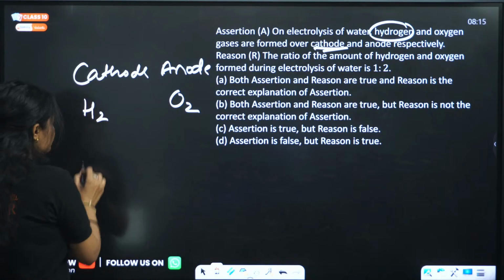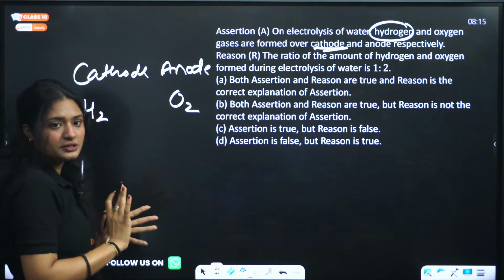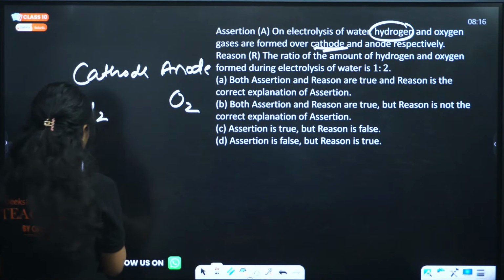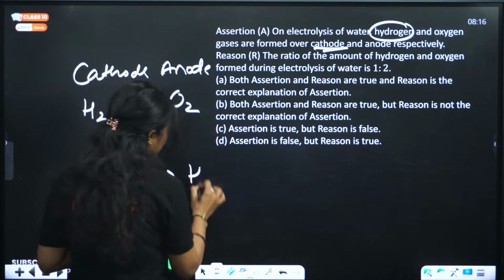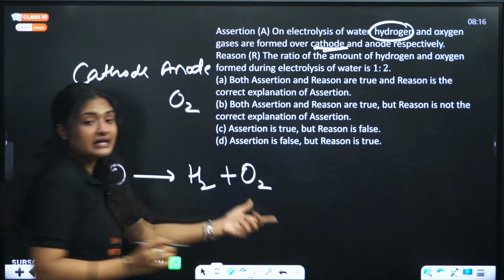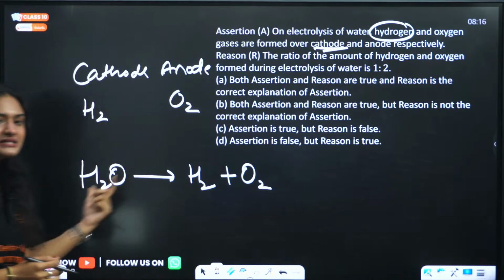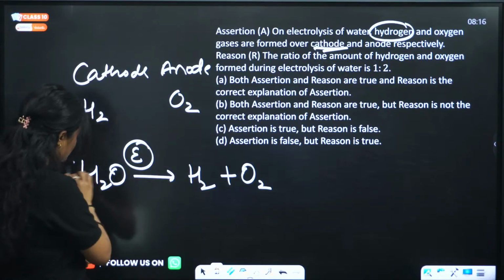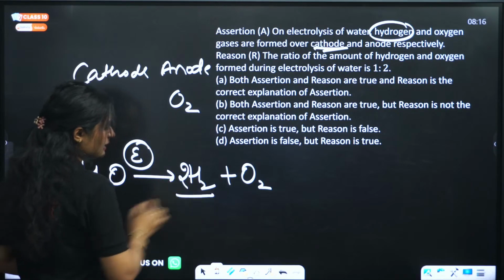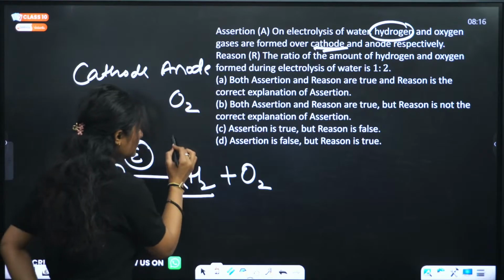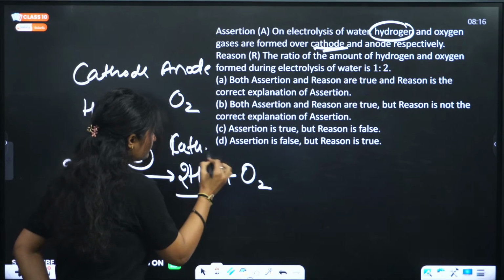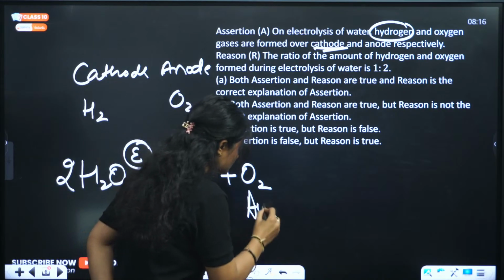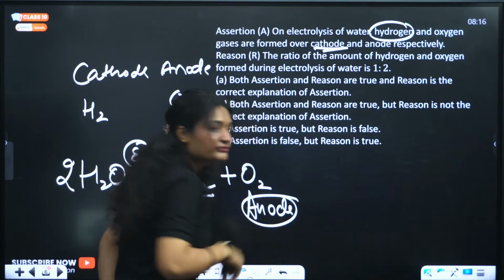Whenever electrolysis of water happens, by using electricity we are decomposing water. So what are the products? We get hydrogen and oxygen, right? If you try to balance this equation, this is using electricity, so you add 2 here and 2 here. Now this is balanced. Yes, at cathode we get hydrogen gas, and at anode we get oxygen gas.